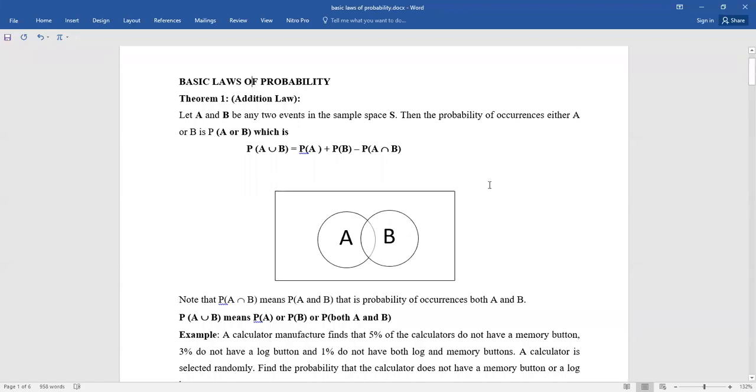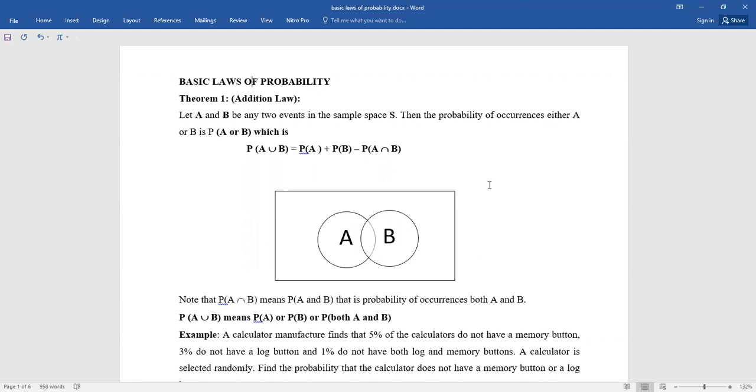Today we are going to learn basic laws of probability. If you know some laws of probability, it will make it easy for you to understand and calculate the probability. There are many laws in probability. We will learn a few of them which are very important.